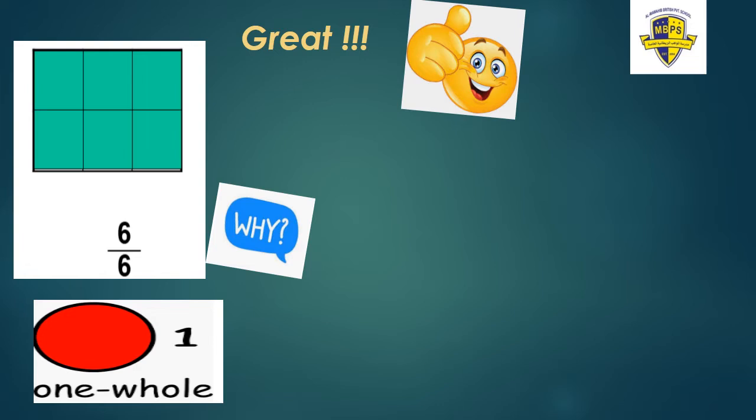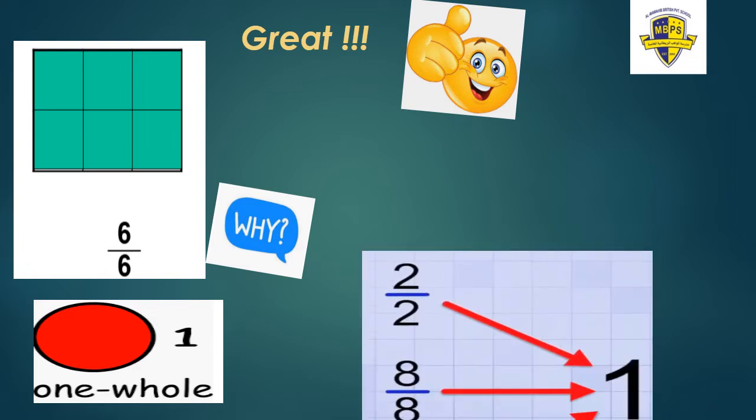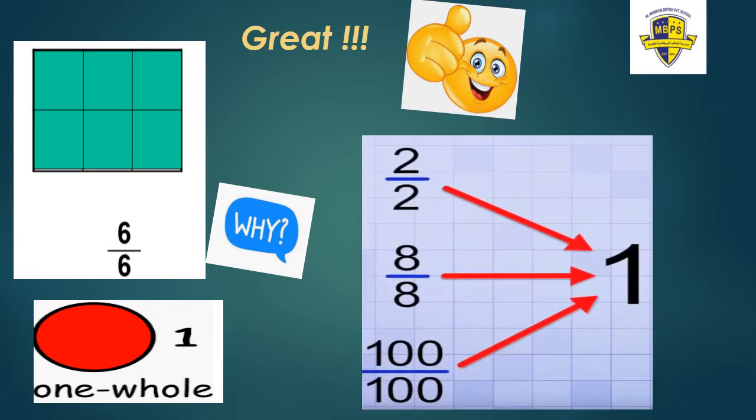Okay, how do we write any whole fraction? Same number up and down, like 2 out of 2 gives me 1. 2 divided by 2 is 1. 8 out of 8 is 1. 100 out of 100 is 1. And here also 6 out of 6 equals 1. So this is a whole fraction. That's why this is different.